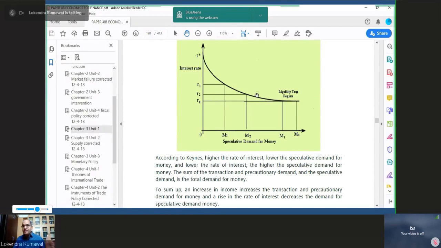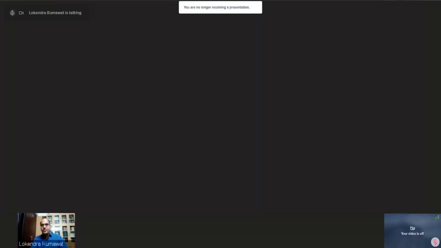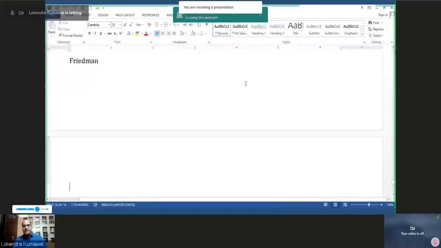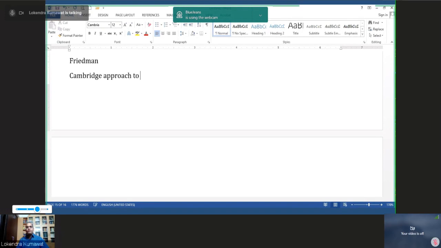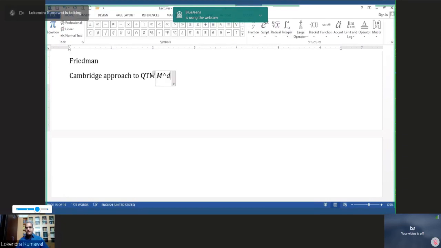Then we had seen the quantity theory of money by Milton Friedman. Let me write it here. We had seen that according to the Cambridge approach to quantity theory of money, money demand is equal to KPY. Milton Friedman makes one correction.